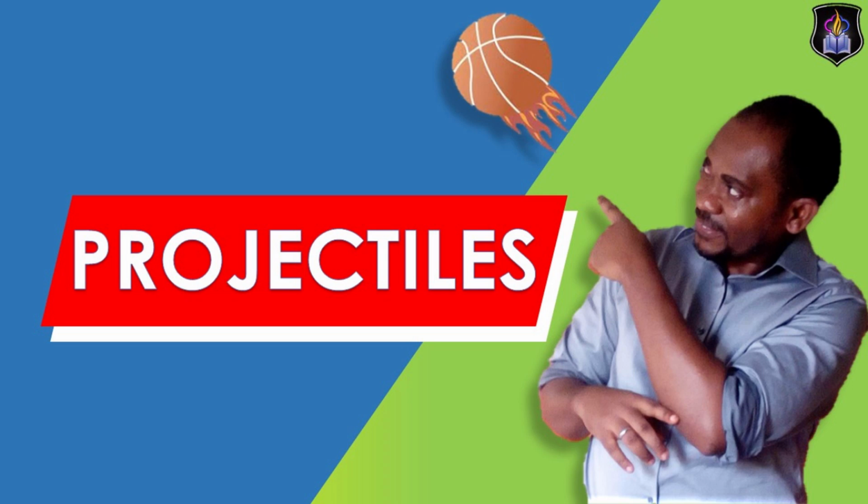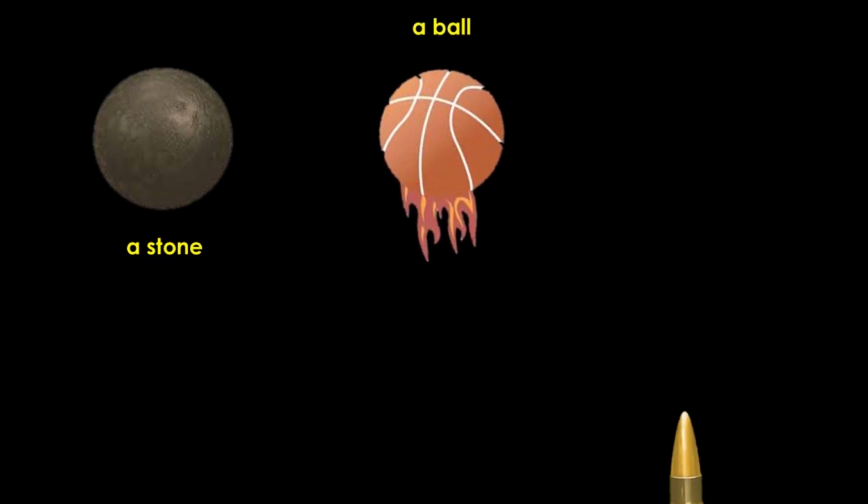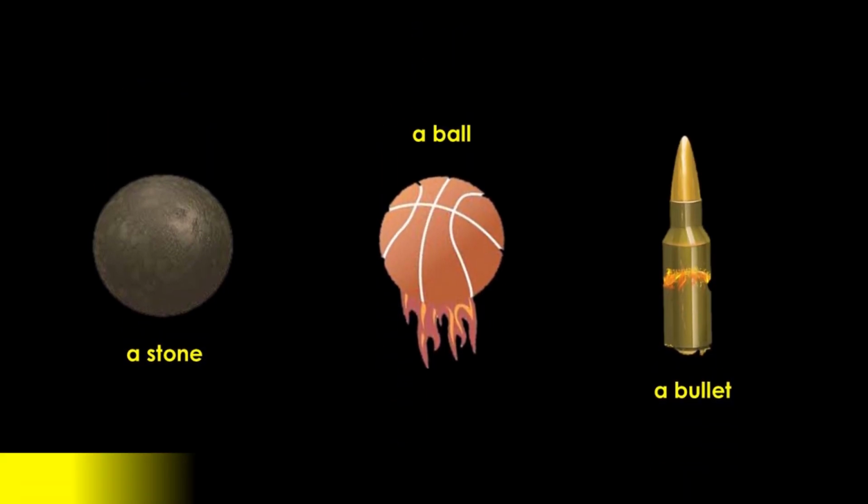Vertical projectile motion is also known as free fall motion. Examples of bodies that undergo free fall motion are those objects thrown up into the air and allowed to fall freely downward, like a stone, ball, bullet, etc.